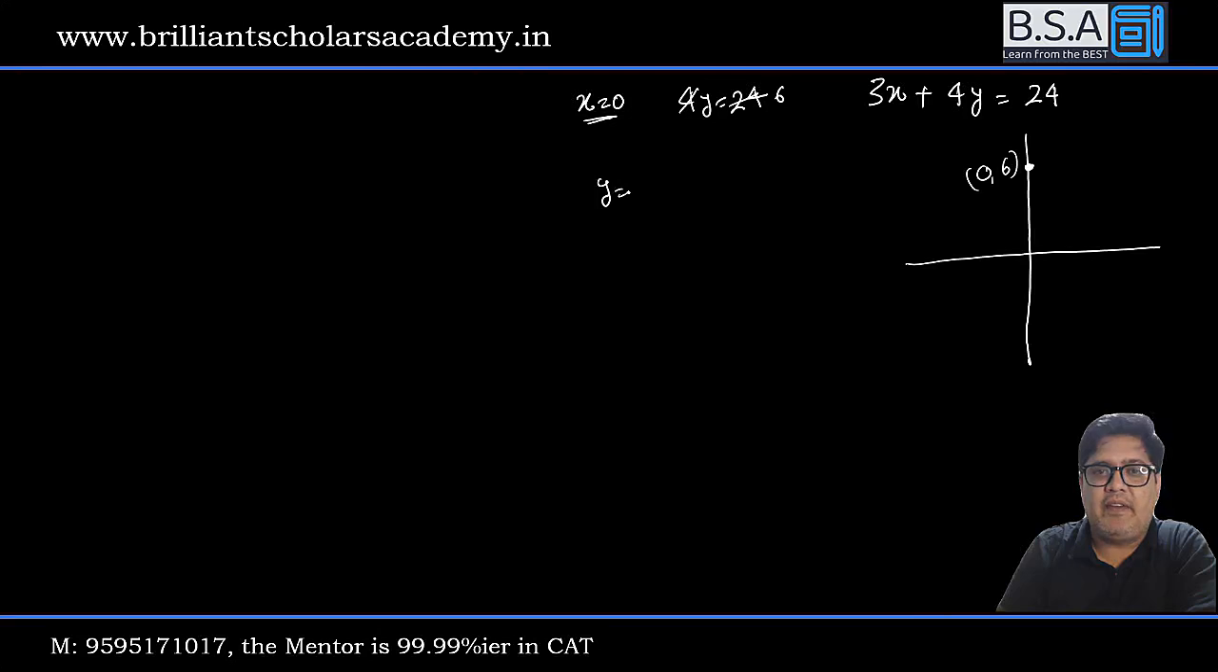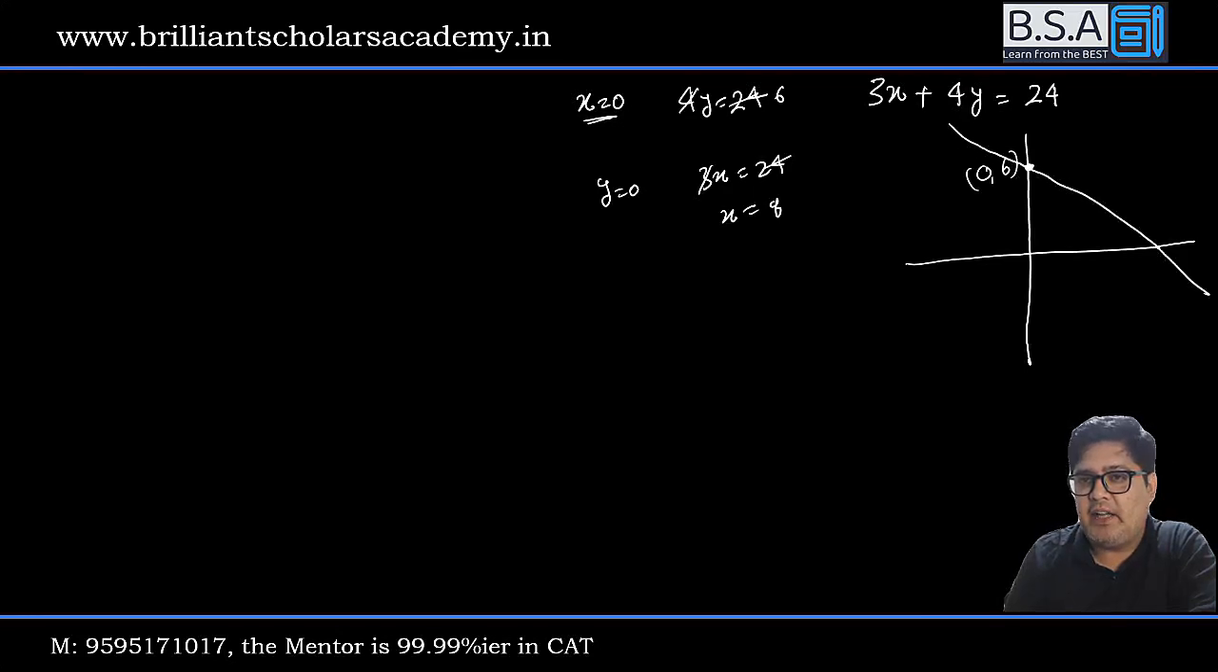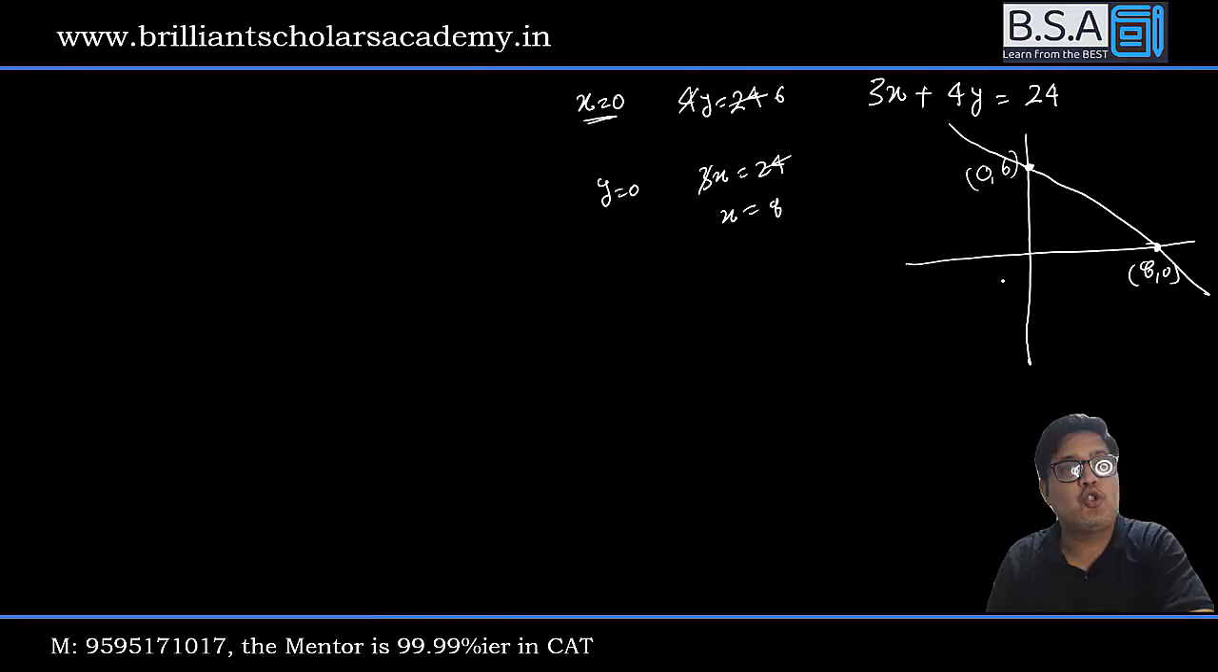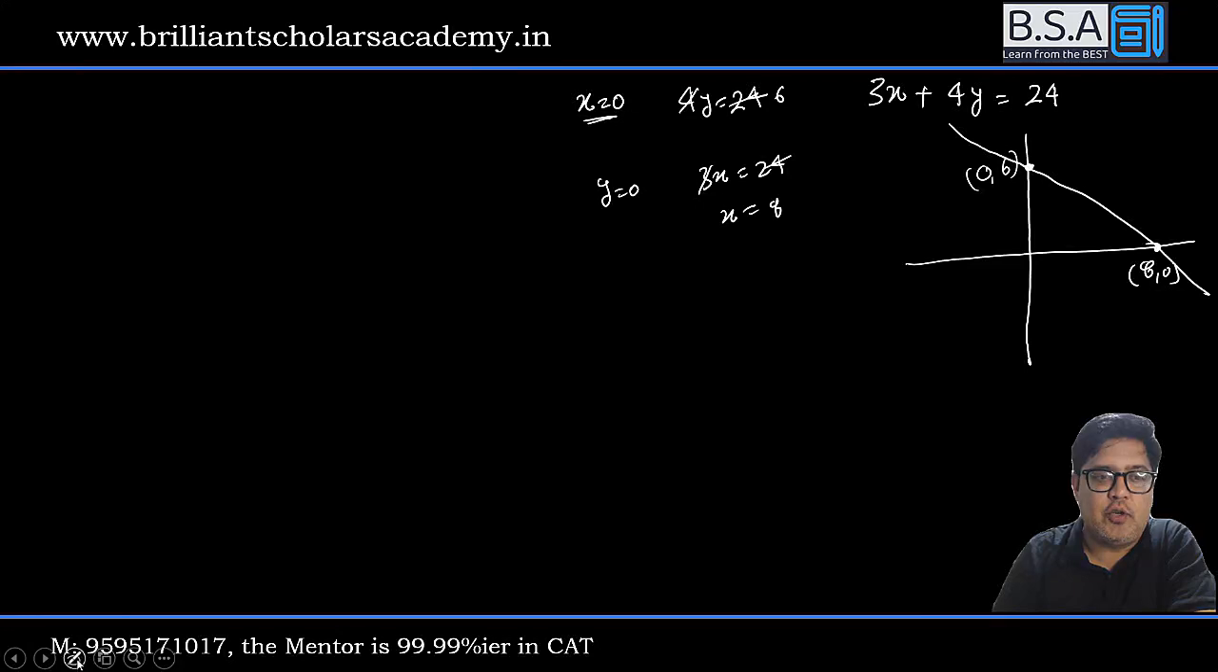If we make y is equal to 0, we will have 3x is equal to 24. We will have x is equal to 8. So horizontally, at a distance of 8 units from the origin, there will be an intercept. These are called what? These are called solutions. This is a solution. This is a solution. This is also a solution.